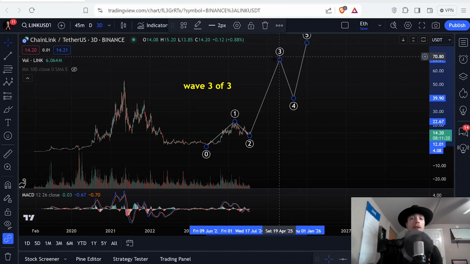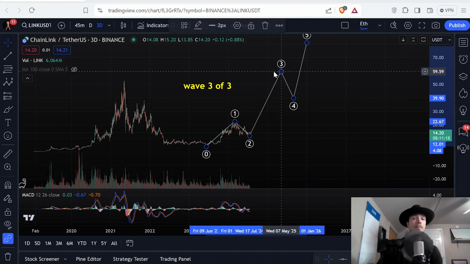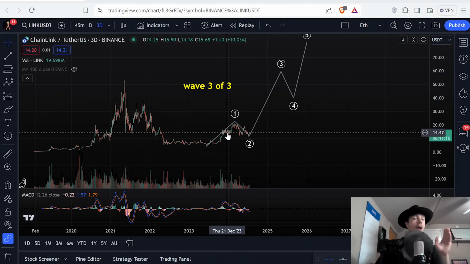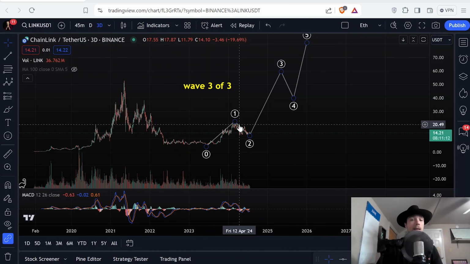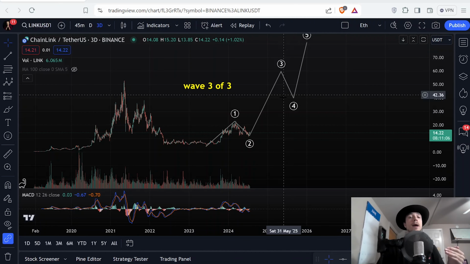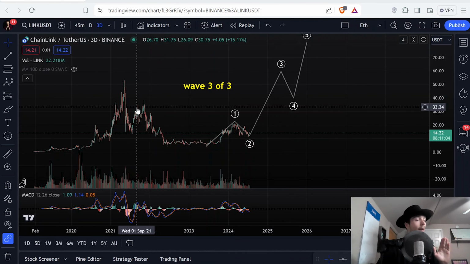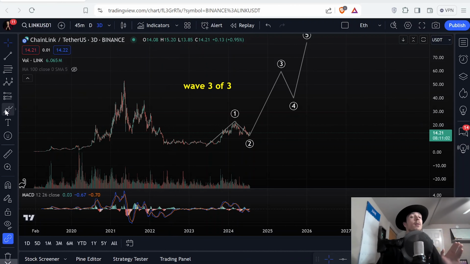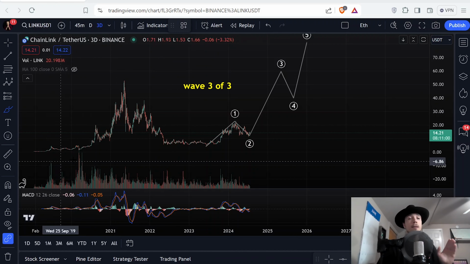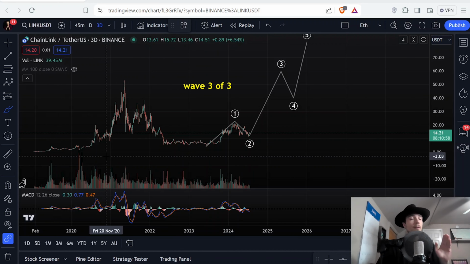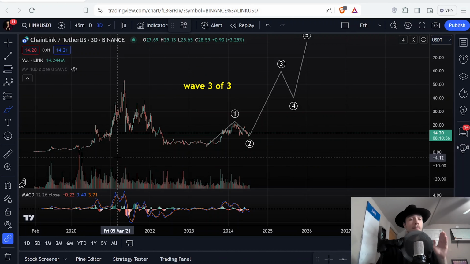Those wave 3s are already impulsive, and when you get a wave 3 subdivided inside of a wave 3, it's even going to be more impulsive and more exciting. So that's kind of the move I'm expecting here with Chainlink. We're getting ready to have a big picture breakout. We've had consistent accumulation, volume. People have been buying the living heck out of this thing for a really long time now.